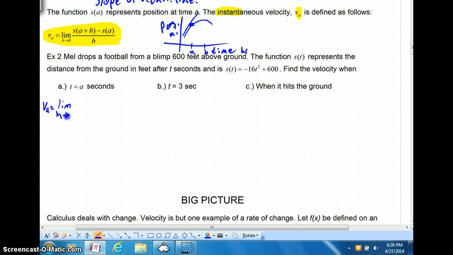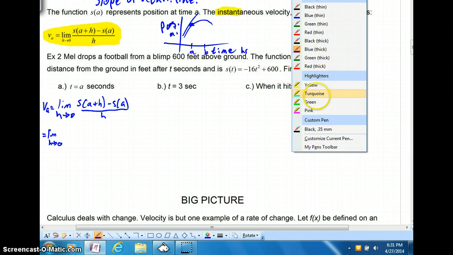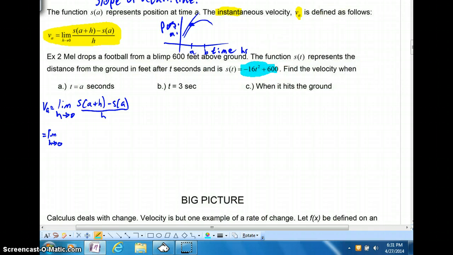But notice it's not a time interval. It's an instant. What does that mean? It means we need this limit definition, and we're going to find, in essence, the slope of a tangent line. So now look, what you really are going to have to do is plug in a plus h into your position function right here. Plug in a plus h for t. What do we get? Negative 16 times a plus h quantity squared plus 600. Now say minus. Now plug in s of a.